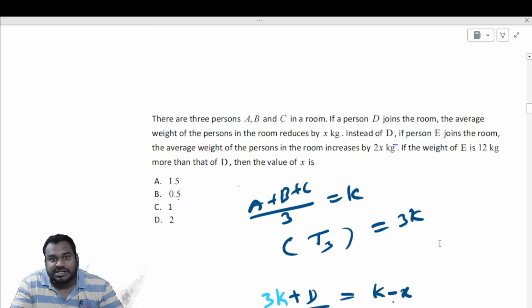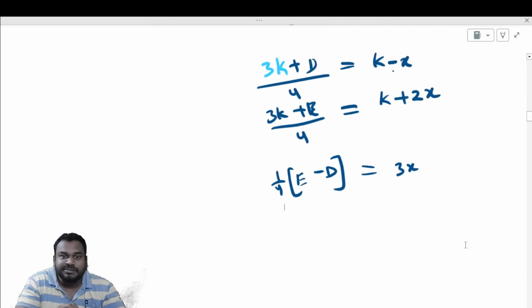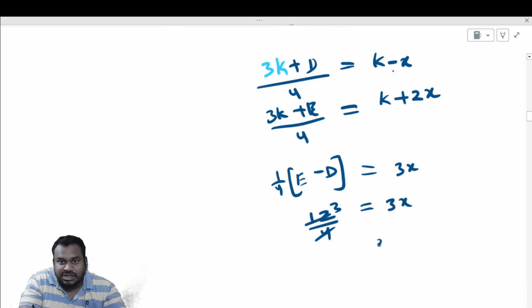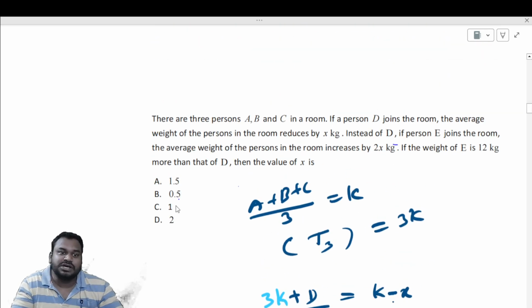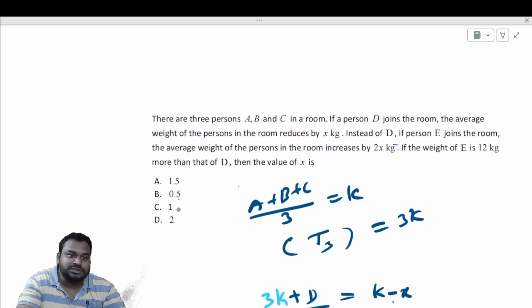So then the value of X is being asked. E minus D is given as 12. So I will substitute 12. So 12 by 4, which is 3, is equal to 3x. Then X is equal to 1. So option C is the correct answer.